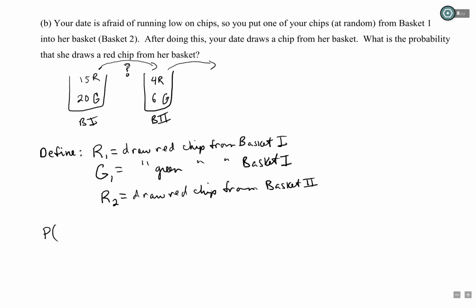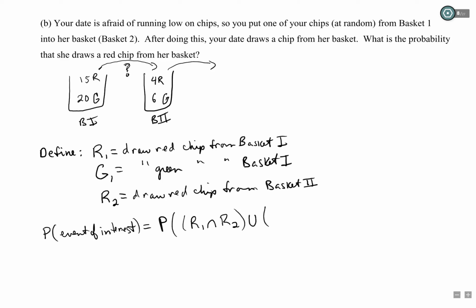So there's two ways in there. I want to account for those. So the probability of the event of interest is equivalent to the probability of, let's think of those two ways. I could move a red from basket 1 to basket 2, and I would have to draw a red out of basket 2. That's one of the ways. So red out of basket 1 and a red out of basket 2. I've got the intersection there. That's one of the ways.